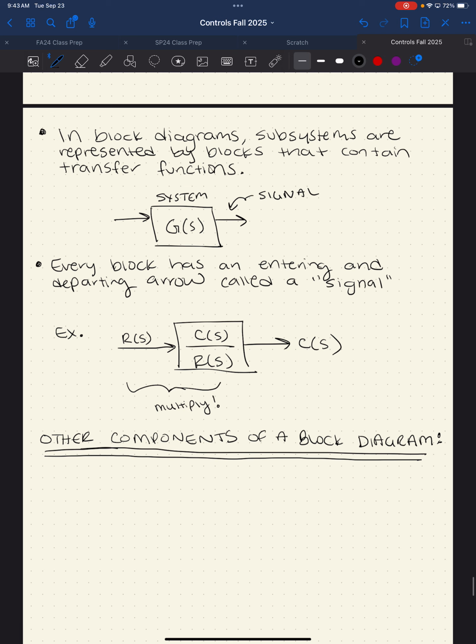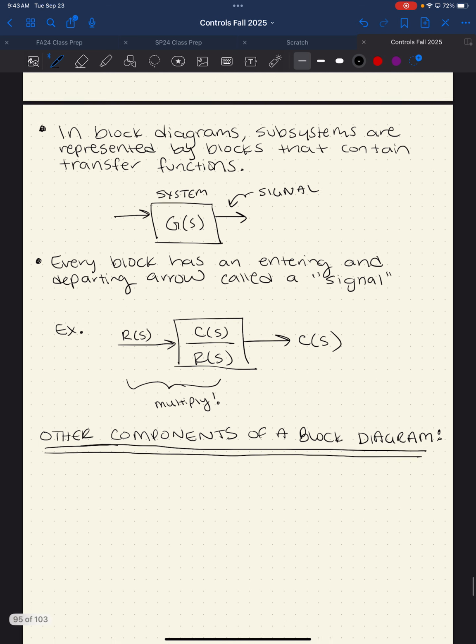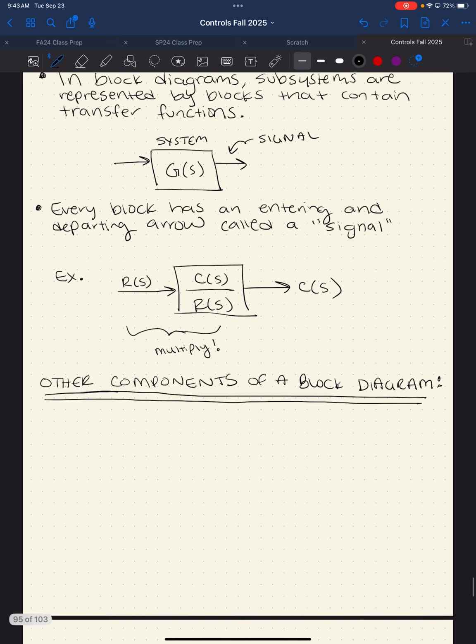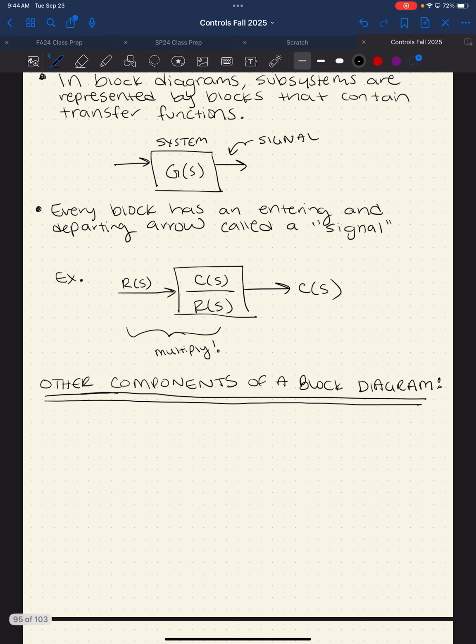All right, I've already covered this to some extent. Just a reminder, in block diagrams, subsystems are represented by blocks. Those blocks contain transfer functions. And the arrows that come into and out of those systems are called signals. Every block has an entering and departing arrow called a signal. And the way that we get the output is by multiplying the input by the transfer function within the system.